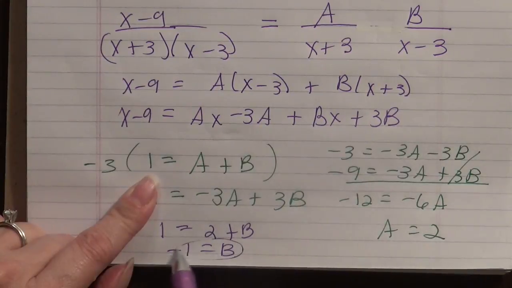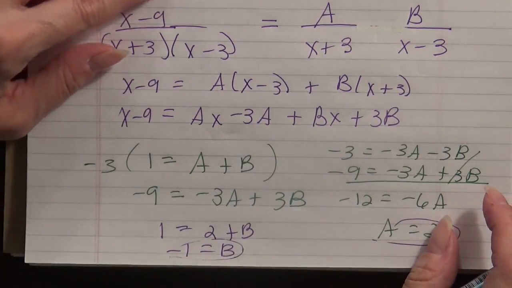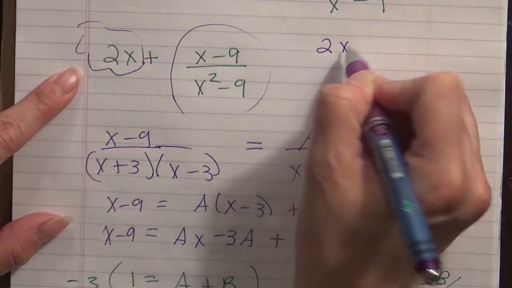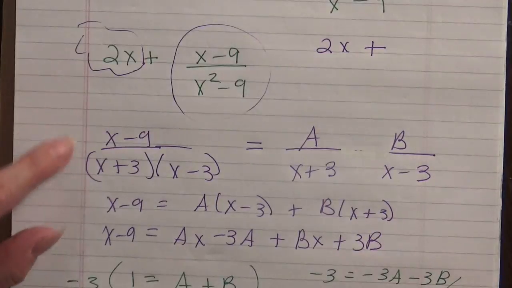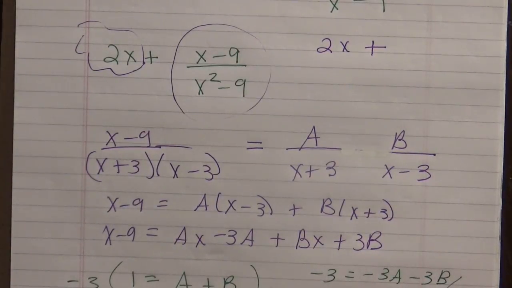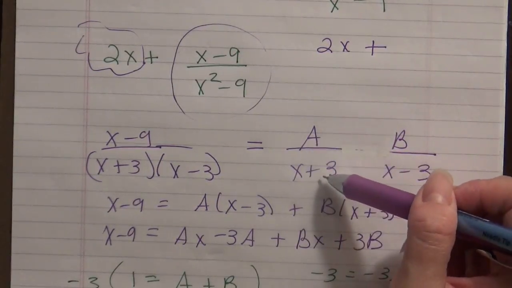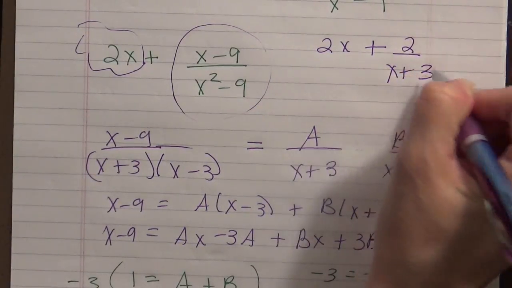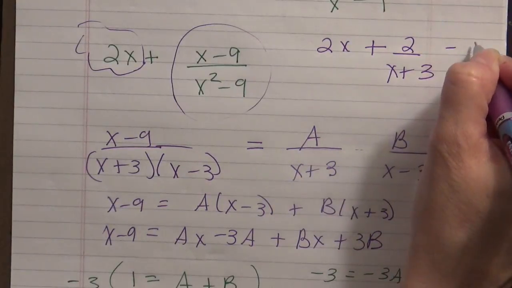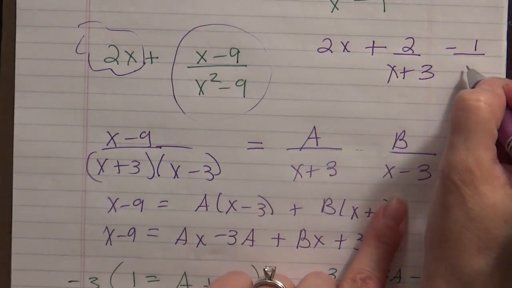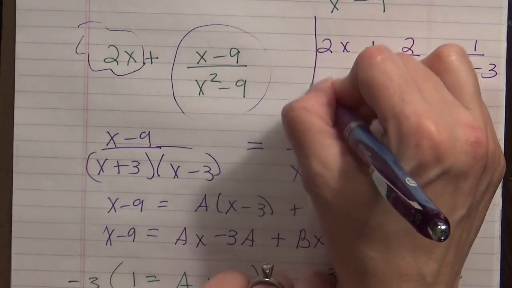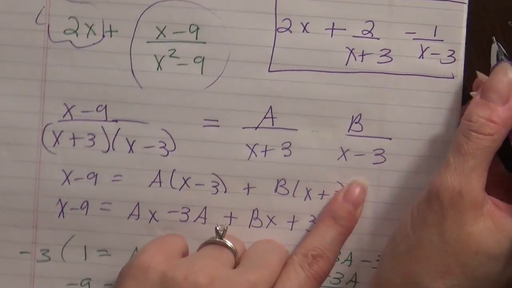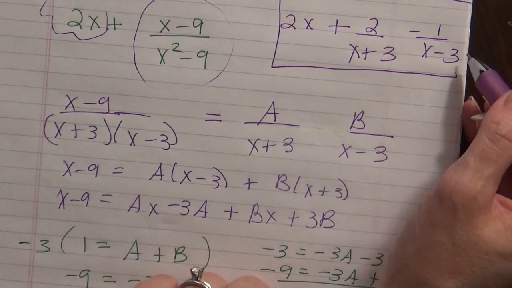So taking these two values now and going back to what we had up here, our final answer is going to be 2x, our quotient, plus A over x plus 3, so 2 over x plus 3, and then B is negative 1, so that's going to be minus 1 over x minus 3. And that's our final answer: 2x plus 2 over x plus 3 minus 1 over x minus 3.